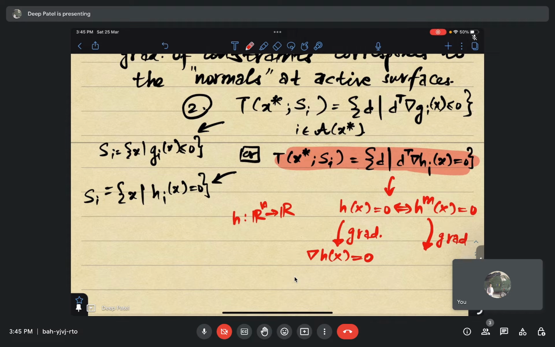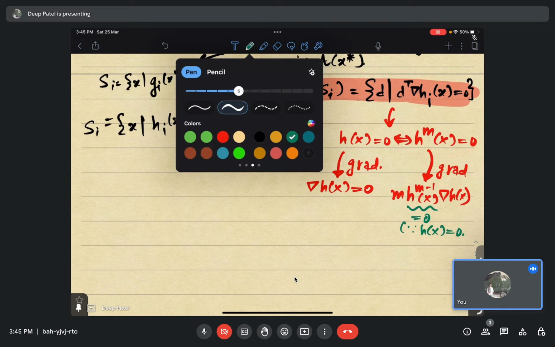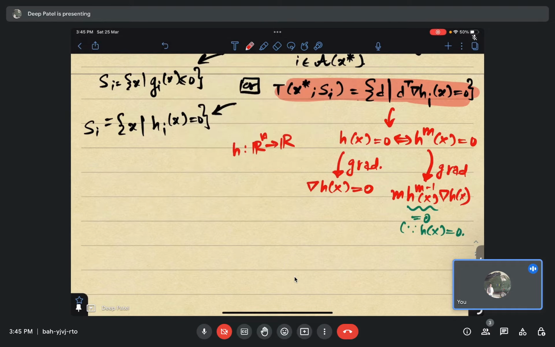Here it will be m into h of x to the power m minus 1, and then the gradient of h of x. In this case, this is already 0, because h of x is 0. So this whole thing is 0.